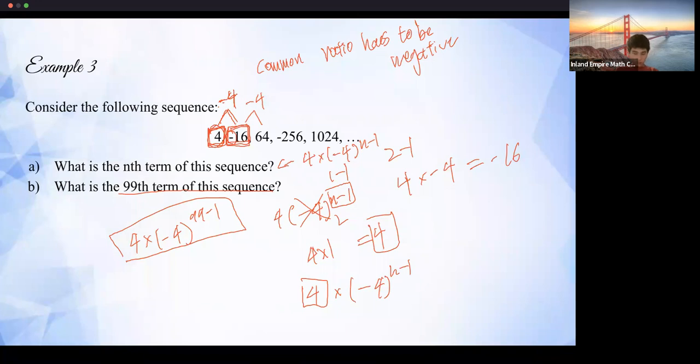So for this one, we get 4 times -4 to the 99 minus 1 power, which is 4 times -4 to the 98th power. And when we times it by that, we get a really large number. In fact, it's too big that I don't even know how to write it down, but it's just a really big number. And here's the generalization equation.